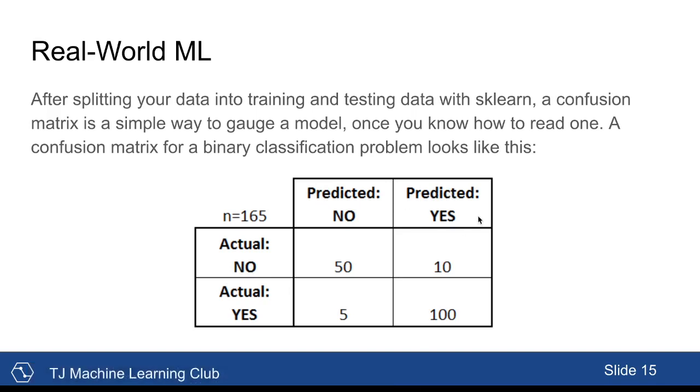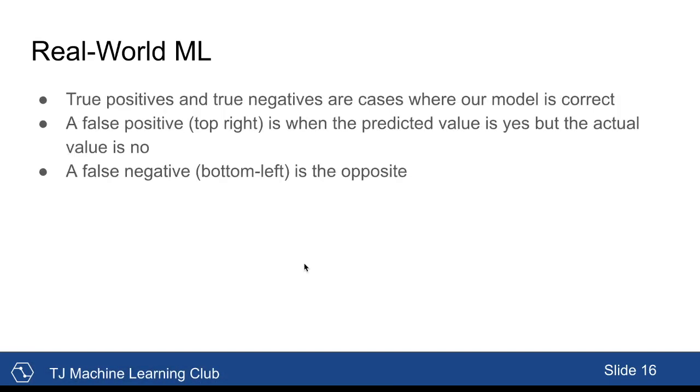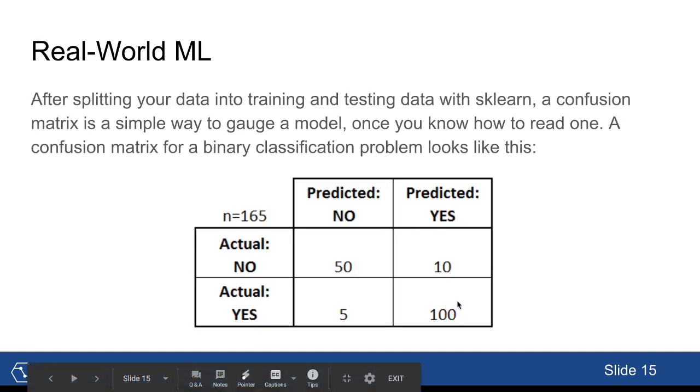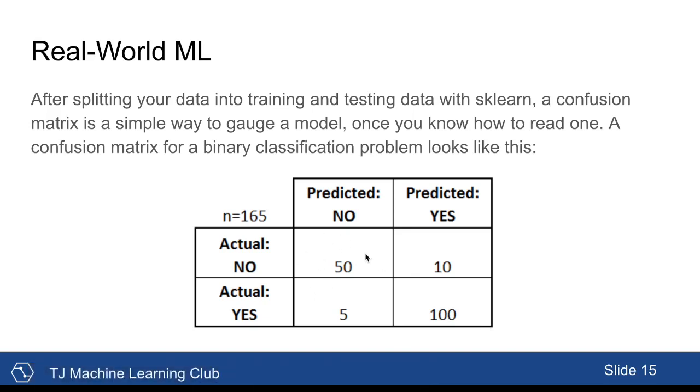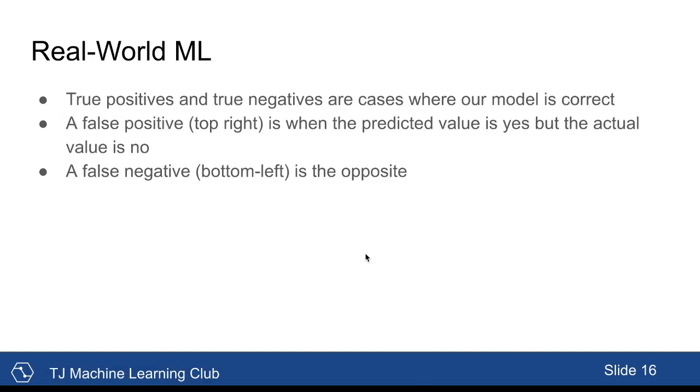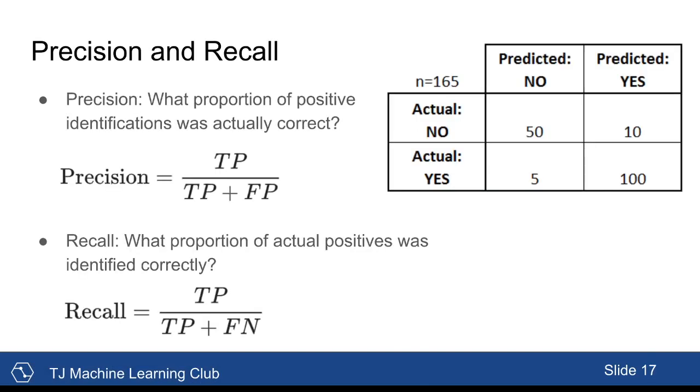And in this case, we predicted yes, but the actual was a no. So there's proper terminology for this. They're called true positives and true negatives in the cases where a model is correct. So these 100 would be true positives, these 50 would be true negatives. And then a false positive is when our predicted value is yes, but the actual value is no.